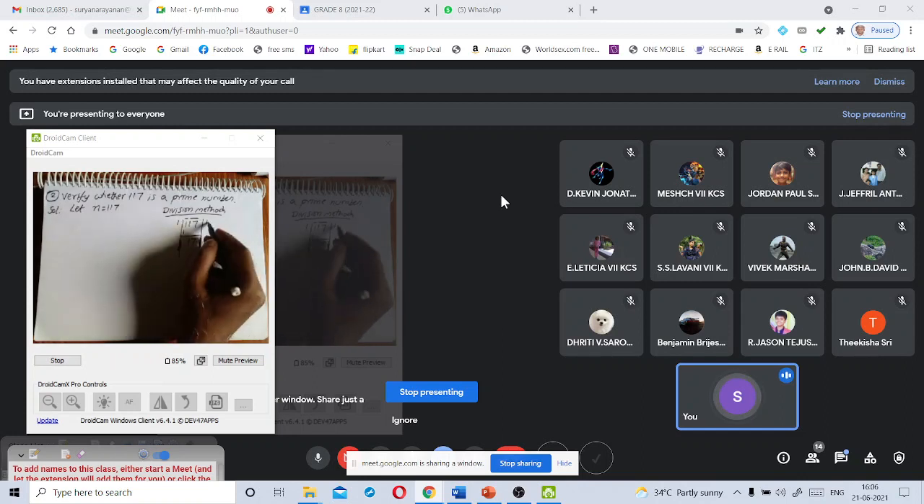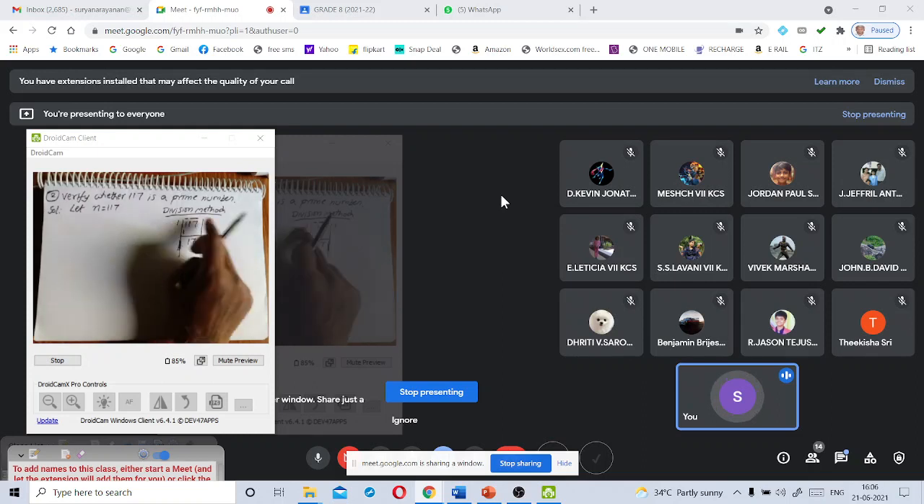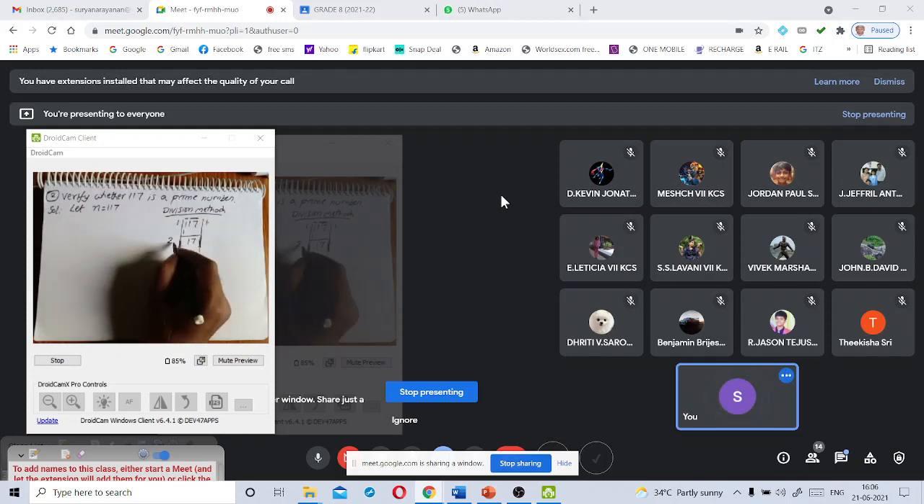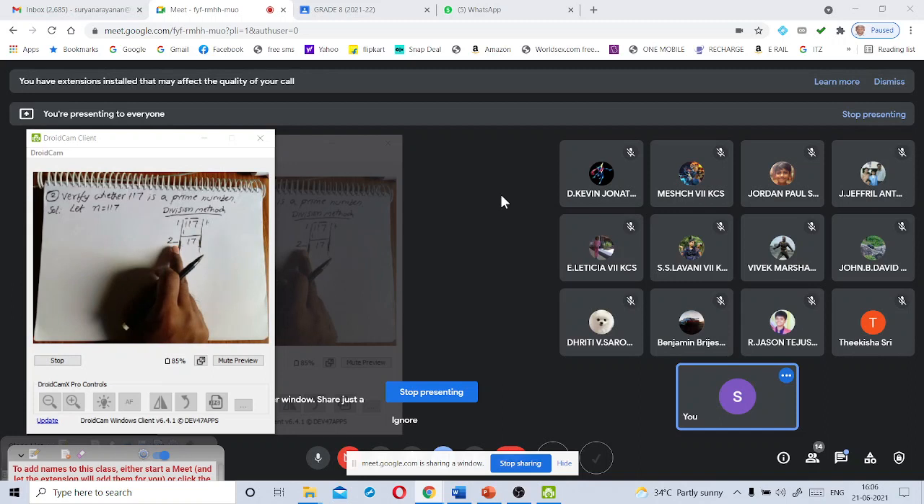Now we double this number. Just add these two numbers, 1 plus 1, 2. We have to write 2 here, and we have to keep a dash, a blank. Listen carefully to this division method to find the square root of a number, my dear children.